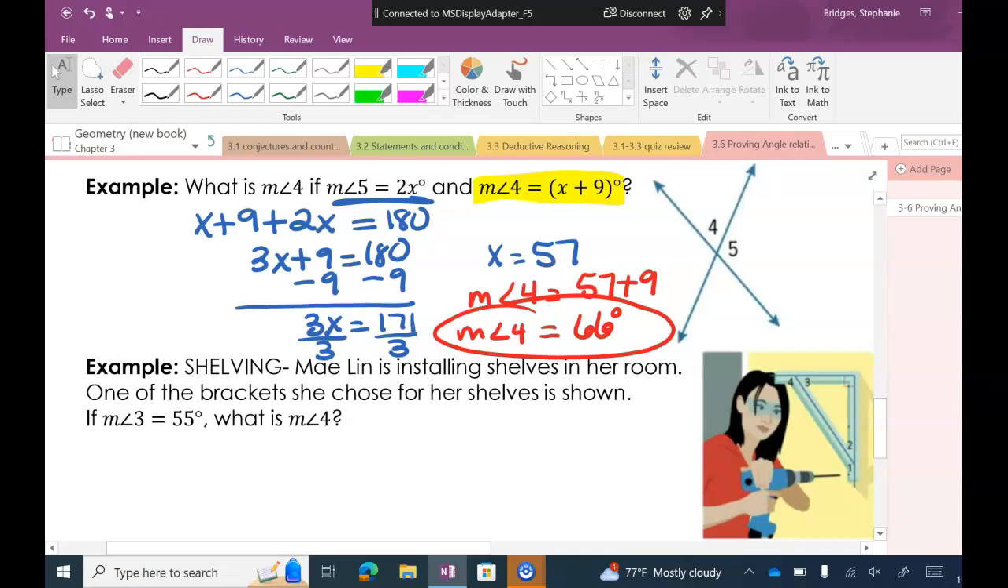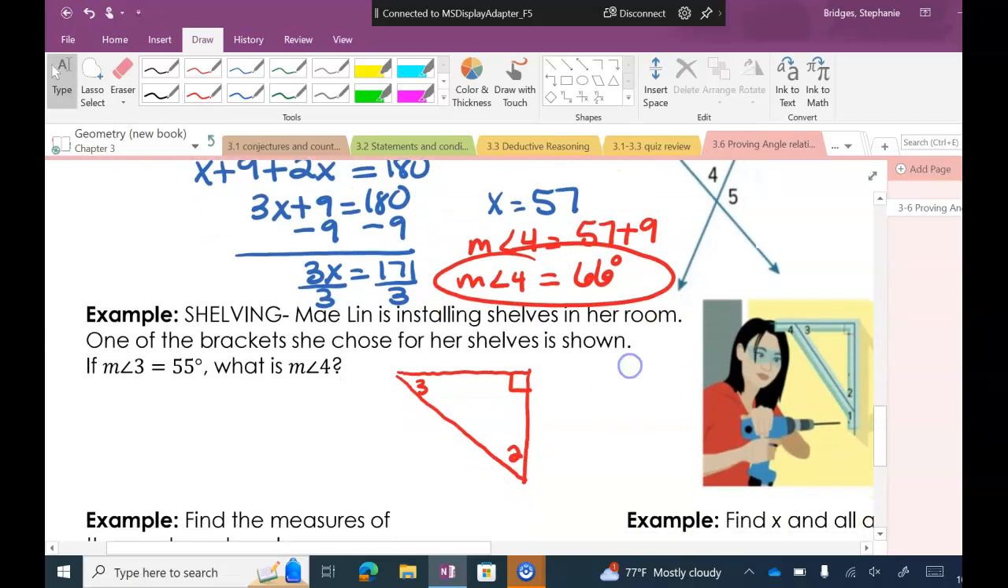All right, does everybody see the picture? Alrighty then. It says Maylin is installing shelves in her room. One of the brackets she chose for her shelves is shown. What shape does that bracket make? A triangle, right? All right, so it's got angle 3 here. It's got a little box there. It's got angle 2 here, but then it's got angle 1 down here. Oh, I missed 4. I missed it, sorry. And angle 4 there. Does everybody see that in the picture?